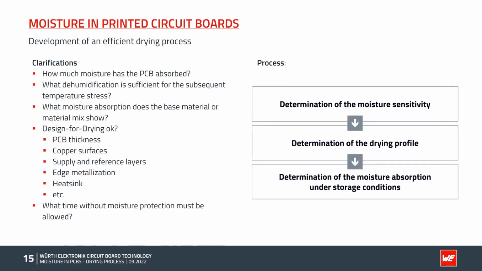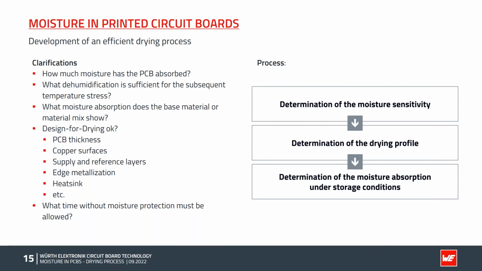So how do we develop an efficient drying process? The process looks like this. On the right side, we have to determine the moisture sensitivity of the PCB. Which material is used, what's the material mix perhaps, thickness, is the design for drying okay in terms of copper design maybe, or heatsink application? Do we have edge metallization, supply and reference layers, hopefully with copper openings for the drying?